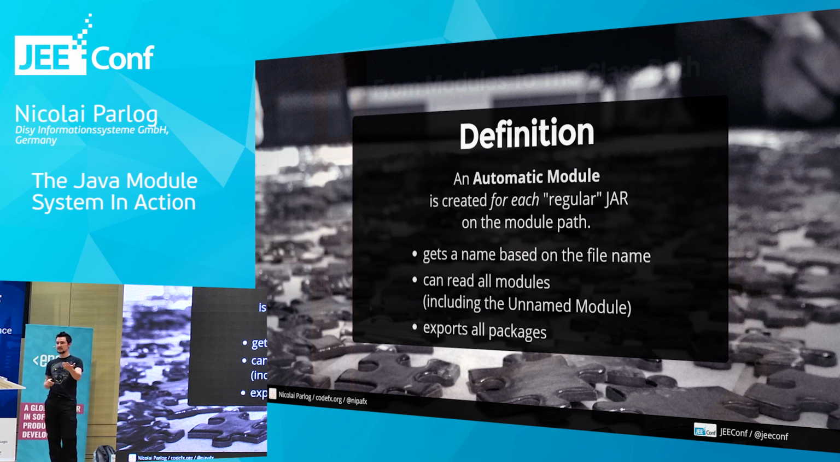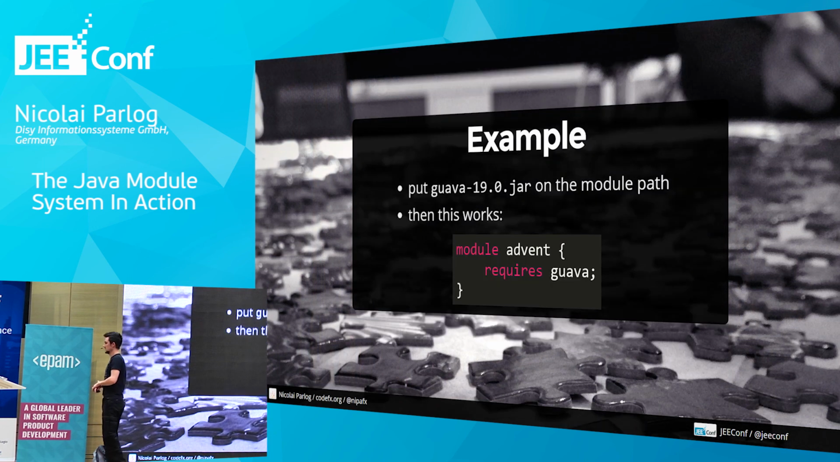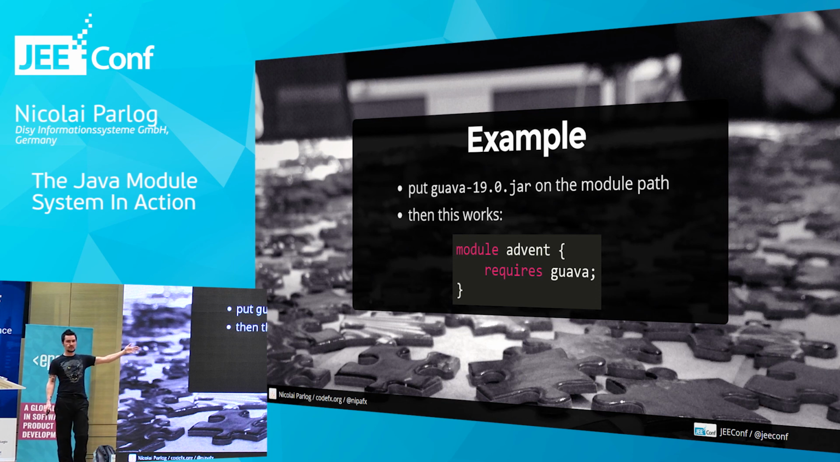It gives it a name that it derives from the file's name. Let's see on the next slide what it does. It's very simple. It just takes what looks most likely like the module name and puts it there. And then, because like before, it can't express its dependencies, it automatically reads everything, including the unnamed module, which is a trick, and exports all packages because it doesn't specify anything. So I put the Guava 19.0 jar on the module path, and then bam, the JVM derives the name Guava, and finally I can say requires Guava.